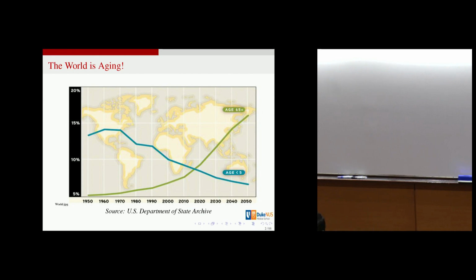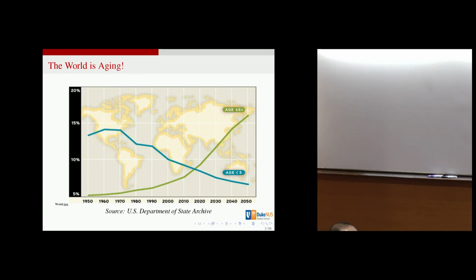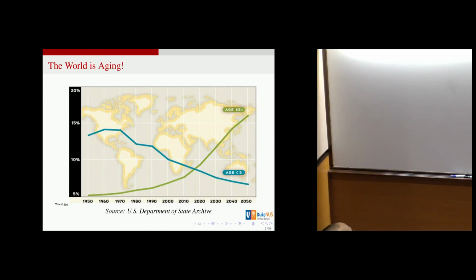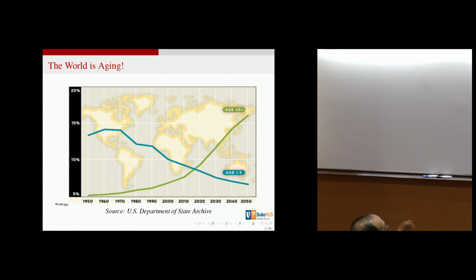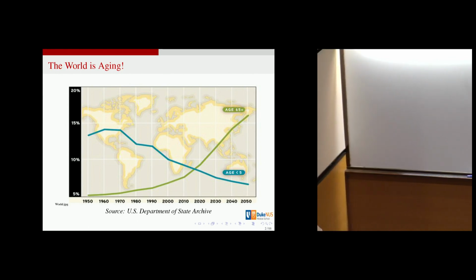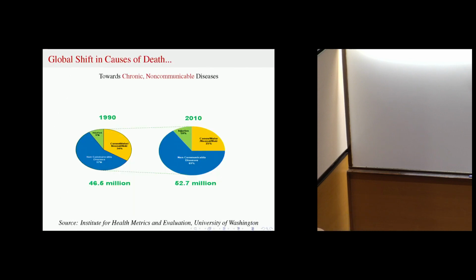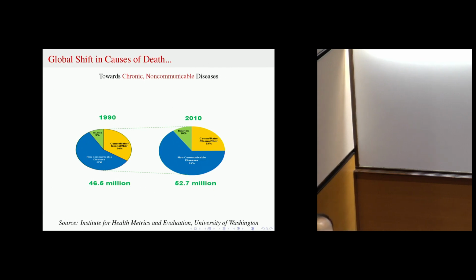I'm starting with a very non-technical description of the problem, just the bigger picture, the broader context. So like it or not, the world is aging, and here we have shown some time series plots of the percentage of people in different age groups. You see the increasing trend of older people. And what does that mean? It is also the global shift in causes of death towards chronic non-communicable diseases. And again, the trend is very clear. The non-communicable diseases increase quite a lot.